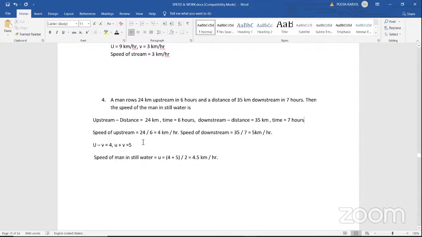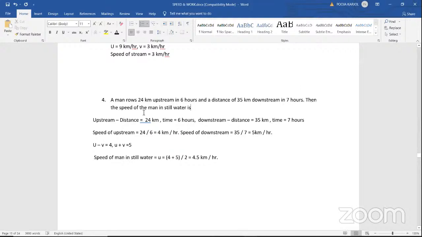Okay. So speed is 24 by 6 for upstream, 4 kilometers per hour. Because they've given distance and they've given time, you need speed only. Speed of the downstream is 35 by 7, 5 kilometers. Okay. Any question, not just this, any question when you're solving, you have to know the way to go.